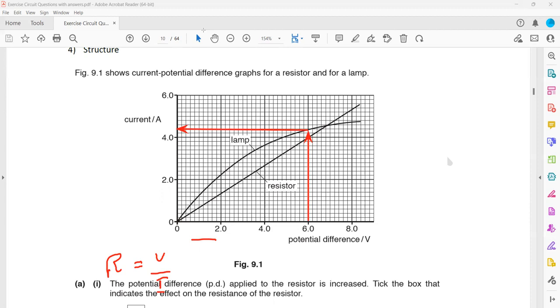On the y-axis, each 10 boxes equals 2. So each is 0.2. So this will be 4.2, this will be 4.4. So the current is 4.4 and the voltage is 6. We need the resistance. Resistance is the ratio between voltage and current. So voltage is 6 and the current is 4.4. 6 divided by 4.4. What is the answer? 1.36. So 1.36, and the unit of resistance is ohm. You can write ohm, that is fine, or you can use the Greek symbol omega, instead of writing ohms.